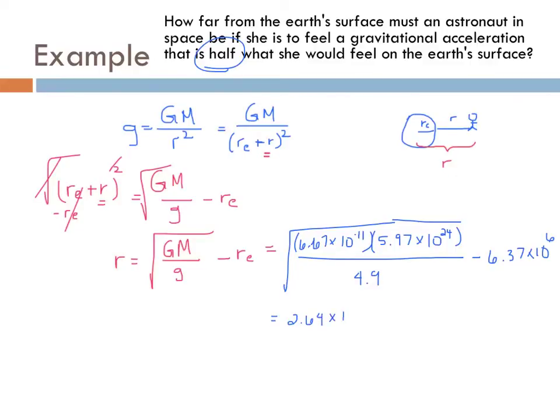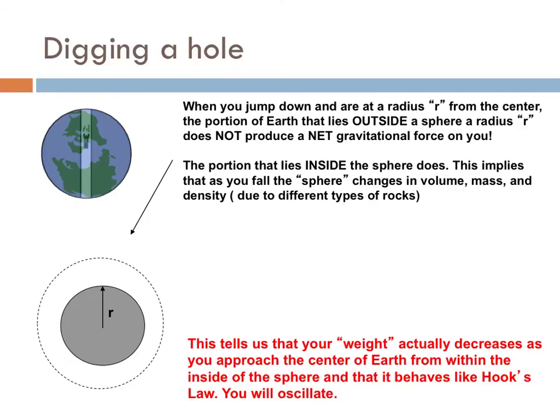If you put all that into your calculator, you should get 2.64 times 10 to the 6th meters. This is the distance away from the Earth's surface, not total distance away, but the distance away from the Earth's surface she needs to be in order to feel half of the gravitational acceleration she would feel on Earth. So let's look at this equation again. We know that as r decreases, our force of gravity is going to increase.